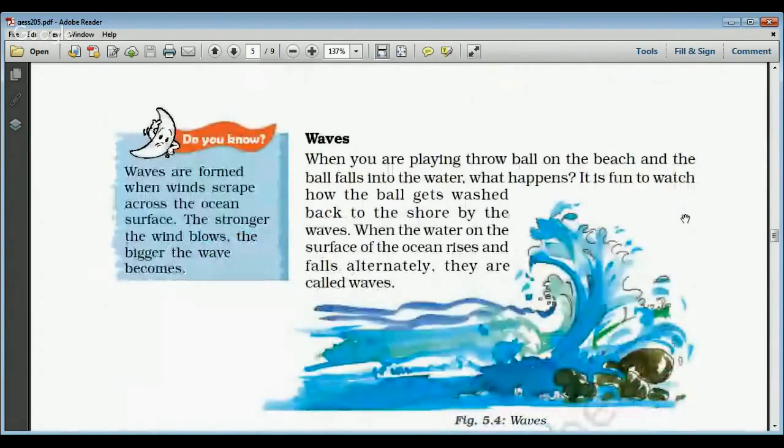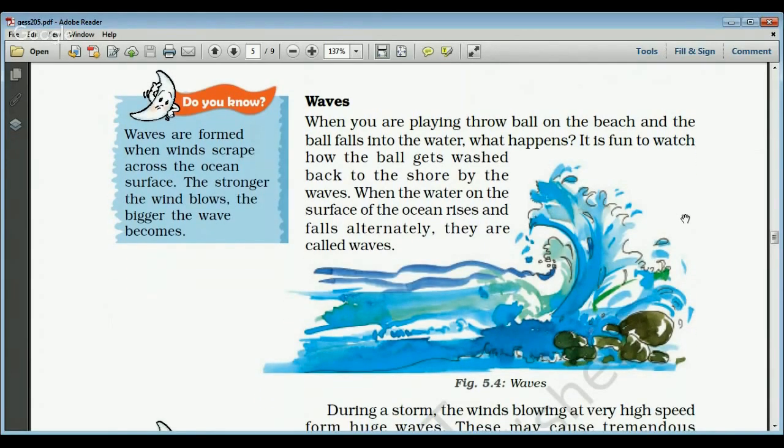And if you see the movement of ocean circulation and of ocean water, the first movement is the waves. Waves are formed when winds scrape across the ocean surface, and because of the friction of the wind with the ocean water, waves are generated. And the stronger the wind blows, the bigger the waves become. The stronger the wind blows, the higher its velocity will be, and the higher will be the friction force, and then bigger waves will be created.